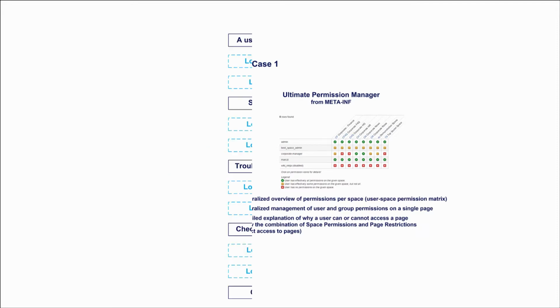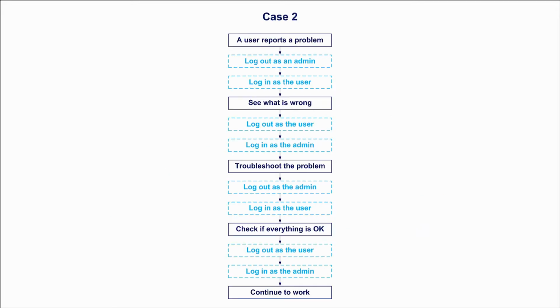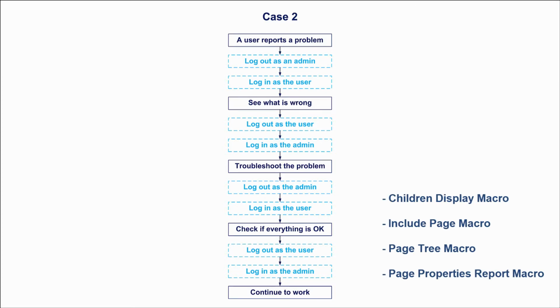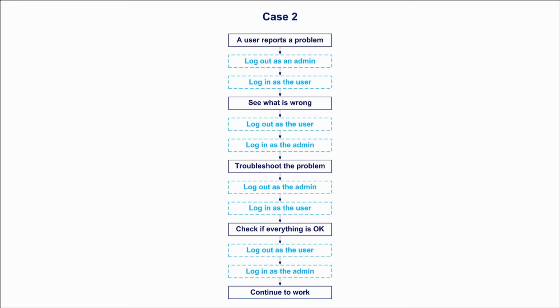The second typical case is to log into Confluence on behalf of a specific user and check all the permissions firsthand. This can be efficient in the following situations. User cannot explain what exactly is wrong. Or, for example, you updated permissions and want to check the Confluence macros that can be influenced by it. We mentioned these macros in our lesson number 3: the children display, include page, page tree, and page properties report macros. It is always better to see the problem, fix, and verify it after manipulations on permissions.